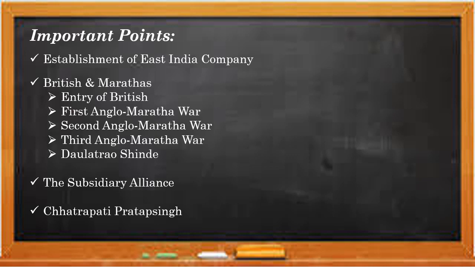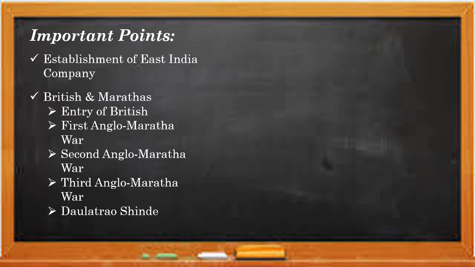Now, in the first part, we will see establishment of East India Company, British and Marathas. Again, British and Marathas is divided into entry of British, First Anglo-Maratha War, Second Anglo-Maratha War, Third Anglo-Maratha War, and Daulat Rao Shinde.